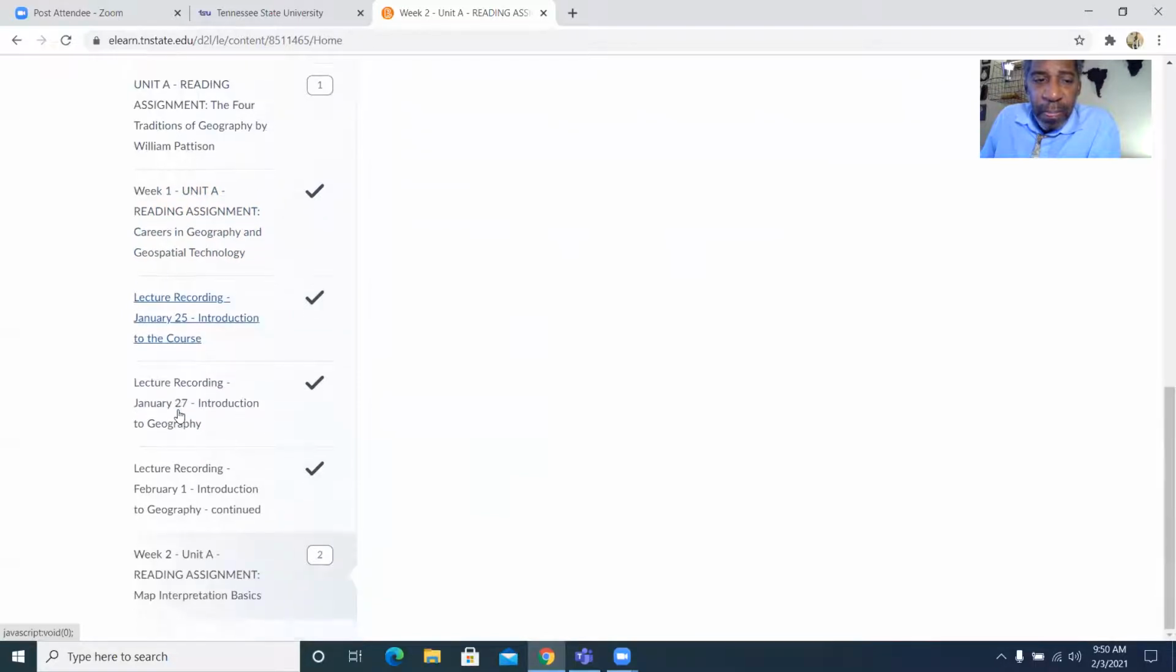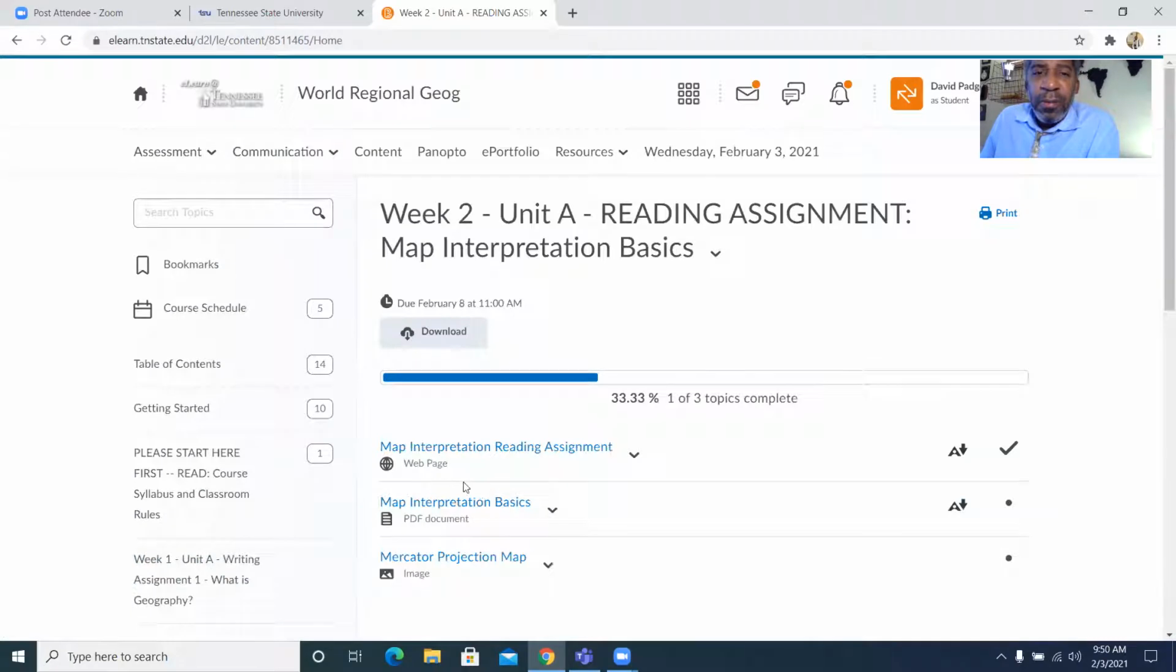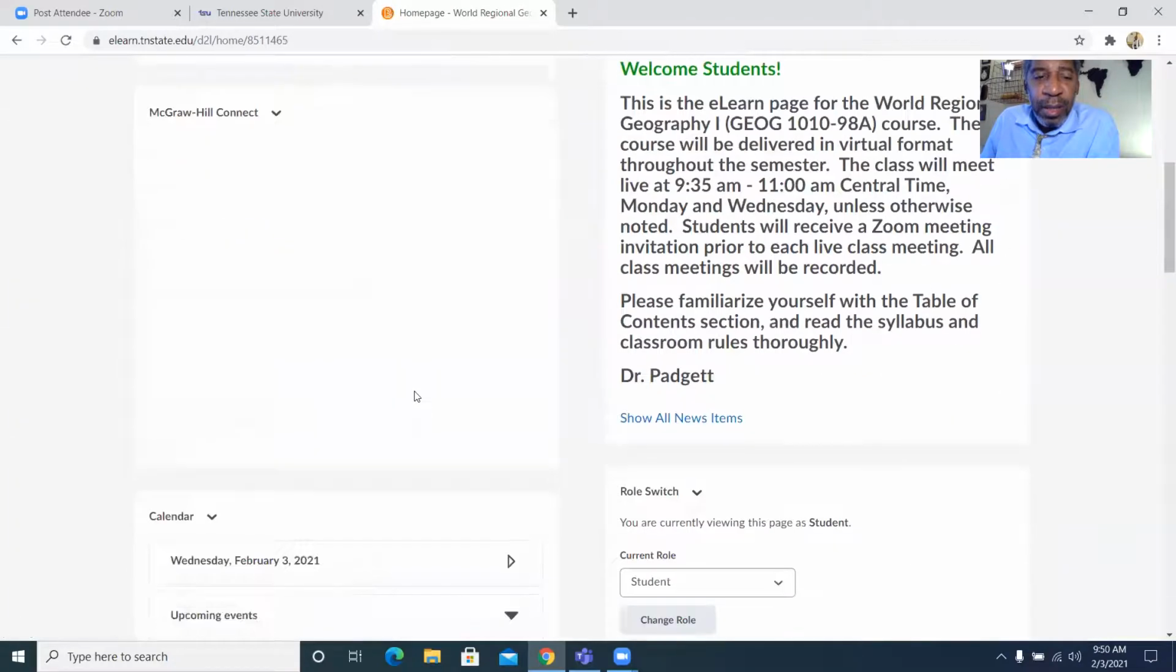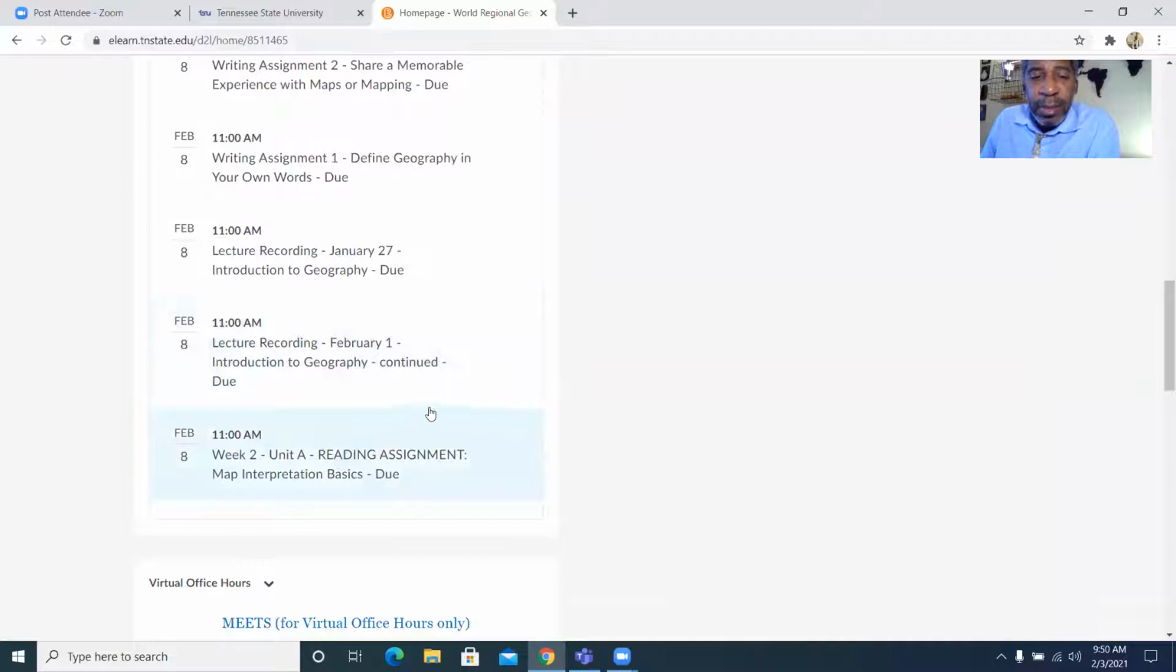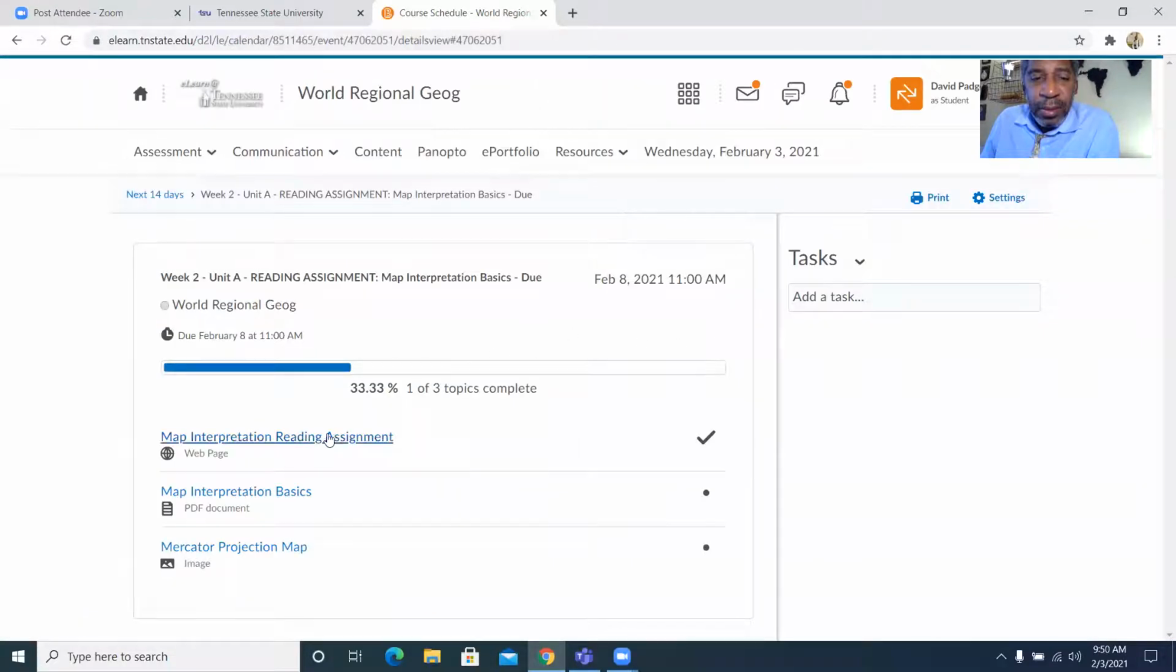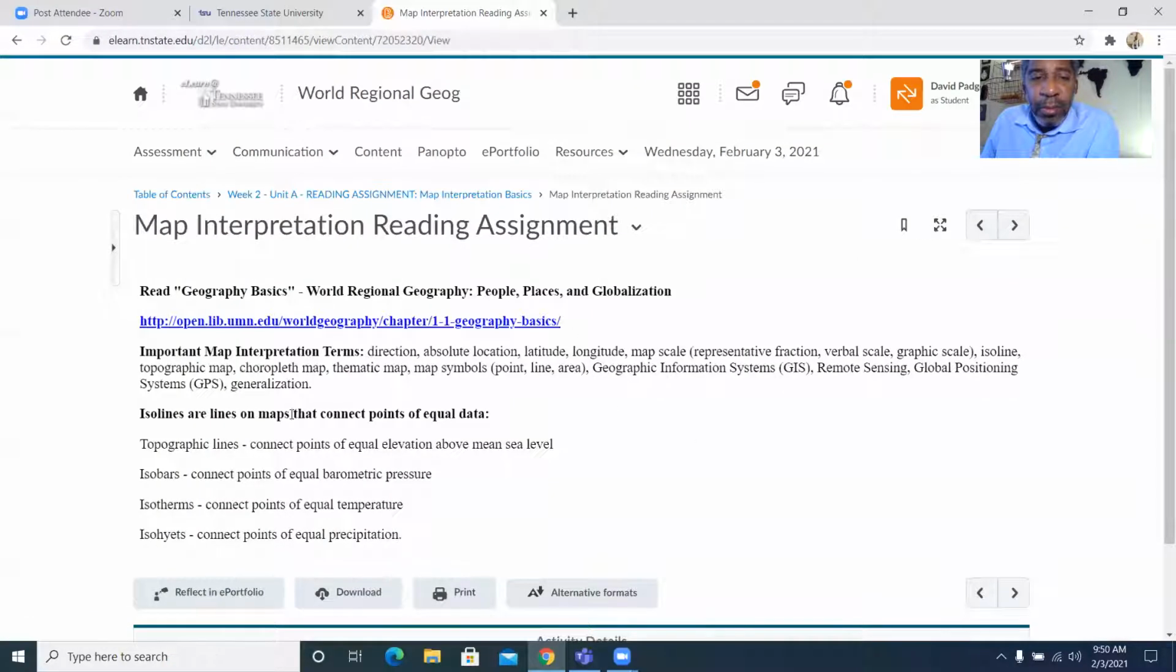And so also, if you want to get a little bit ahead, there's a reading assignment for this week, map interpretation basics, which should be posted on the calendar. So be sure that you at least glance at this map interpretation basics reading assignment. And there are some vocabulary words there that you need to know.